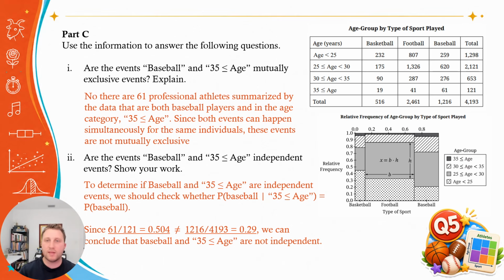Please keep in mind there are many, many different ways to prove independence. This is just one of them. No matter what you did, you should have found that the events are not independent. In my case, the probability of baseball given this age category, I got 50.4%, which is different from the probability of randomly selecting a baseball player, which I got 29% for. I concluded that these two events are not independent.